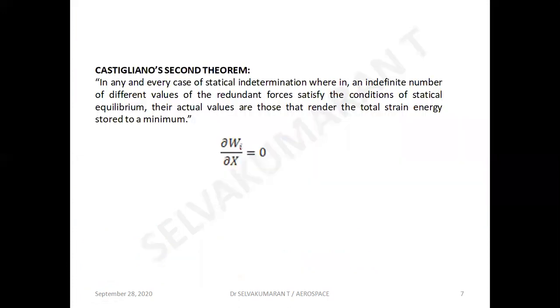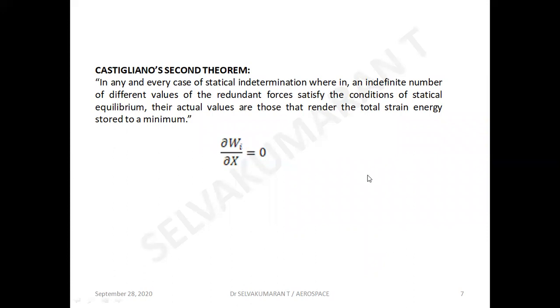Moving on to Castigliano's second theorem. In any and every case of statical indetermination, wherein an indefinite number of different values of the redundant forces satisfy the conditions of statical equilibrium, their actual values are those that render the total strain energy stored to a minimum. That is, the partial derivative of the total strain energy with respect to the redundant force is equal to 0. Dou U by dou X is equal to 0.